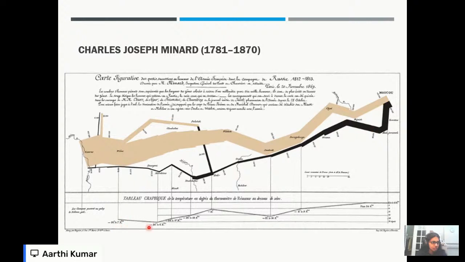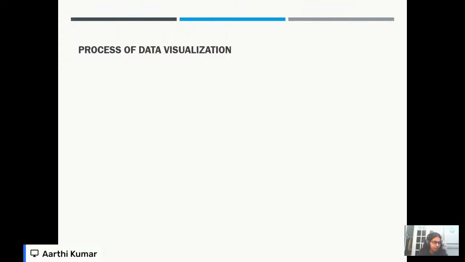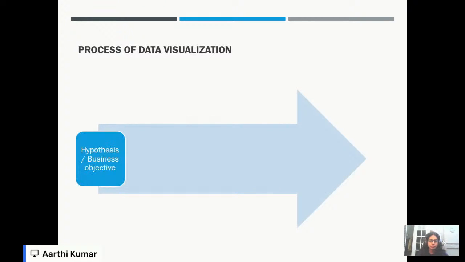And then you see here the axis as the temperature. So you see somewhere between minus 18 degrees and the temperature of the geographical places that they travel to, right? So visualization is not a new thing. It's been around for a long time, and now we have tools and we have a process for data visualization. The process in data visualization is shown in this slide.